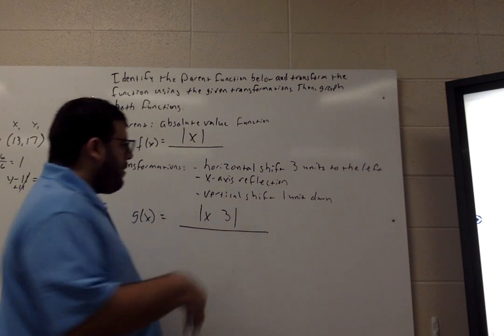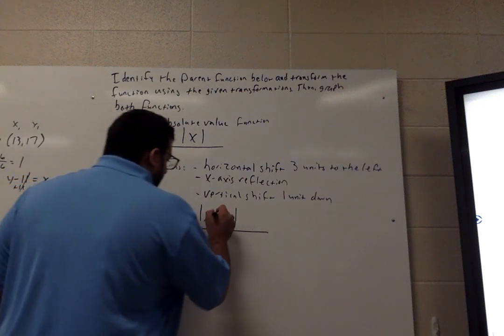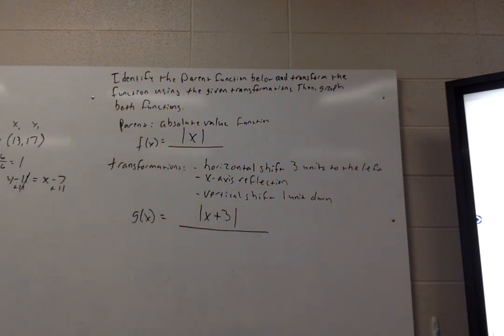Now keep in mind, this is a horizontal shift. So you have to kind of think opposite. If I'm going to the left, even though it's a negative direction, I'm still going to add 3. Okay? So if I'm going to the left, I add. If I'm going to the right, I subtract. All right?